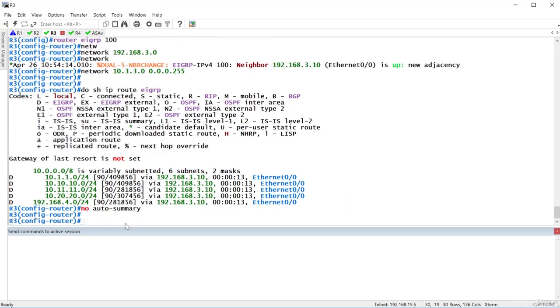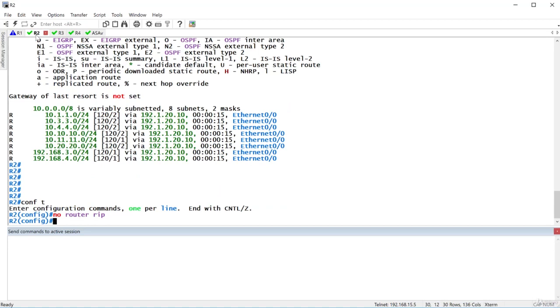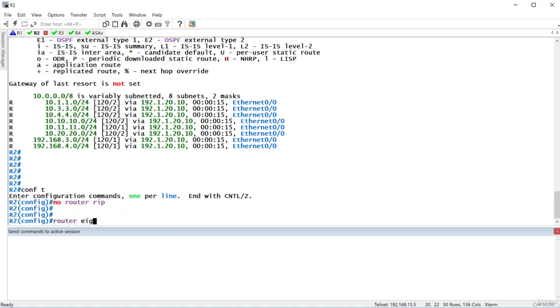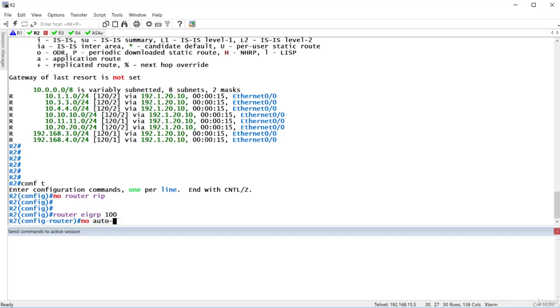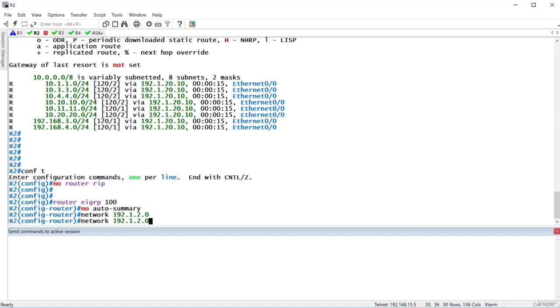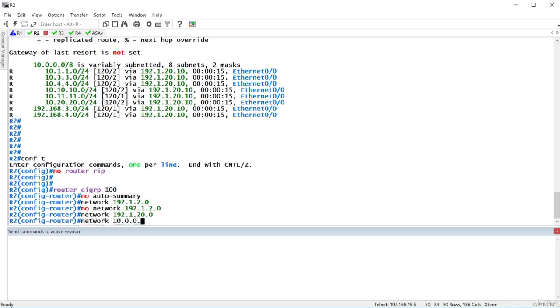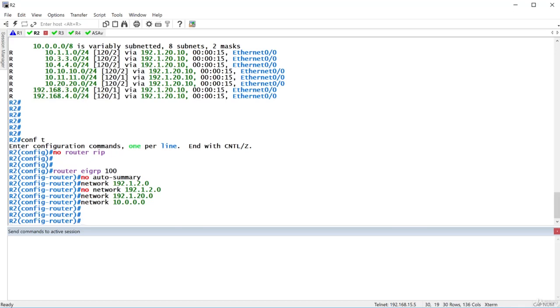All right, done. And the last leg is the outside, which is just a 10.2 network because they only want to enable it on the 10 networks, not the 199s. So on the outside, R2, router EIGRP 100, no auto summary, network is 20.0, and we'll do 10 over here, that's good enough.